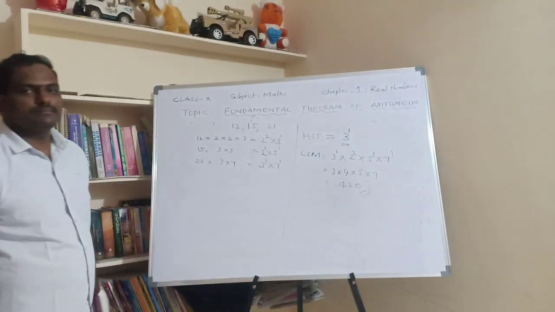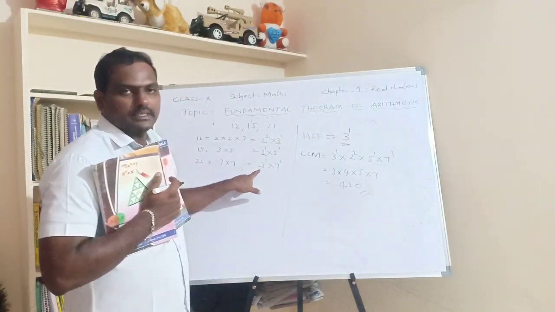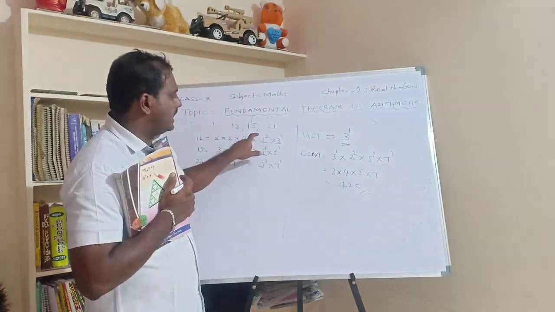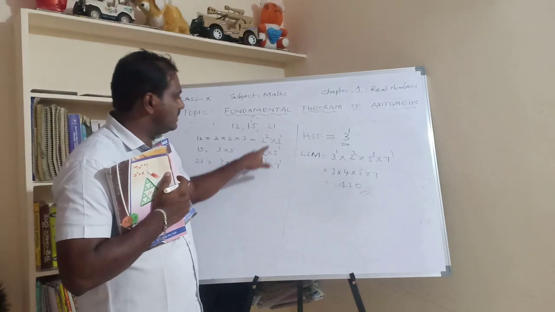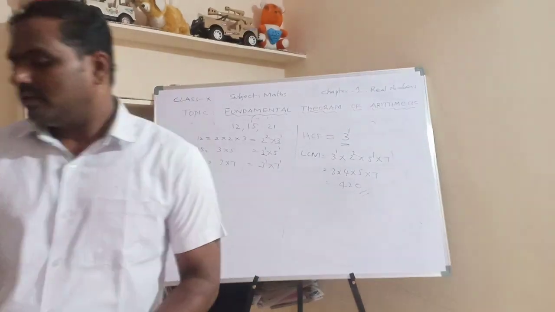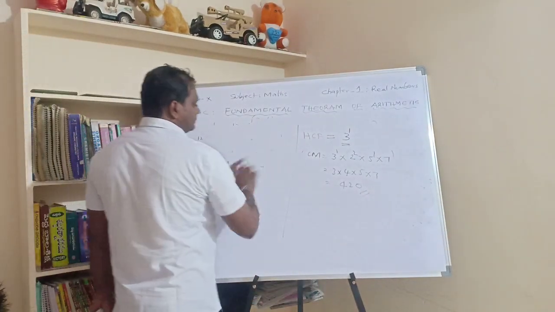So that means in case of HCF we have to check the common factors. In case of LCM we have to check the highest power and we have to write the remaining things. Okay, so last example, after this I'll stop it. One more question.